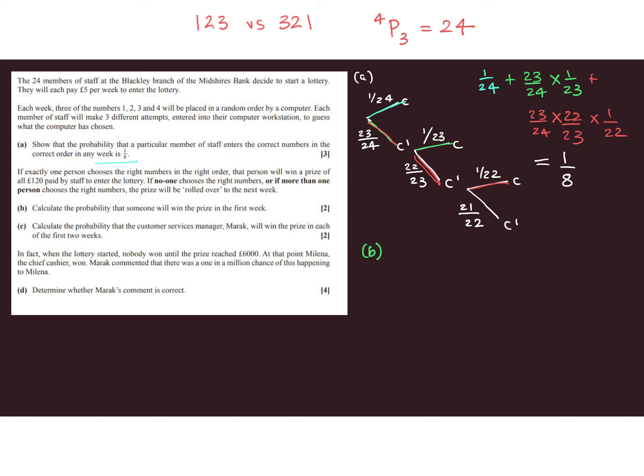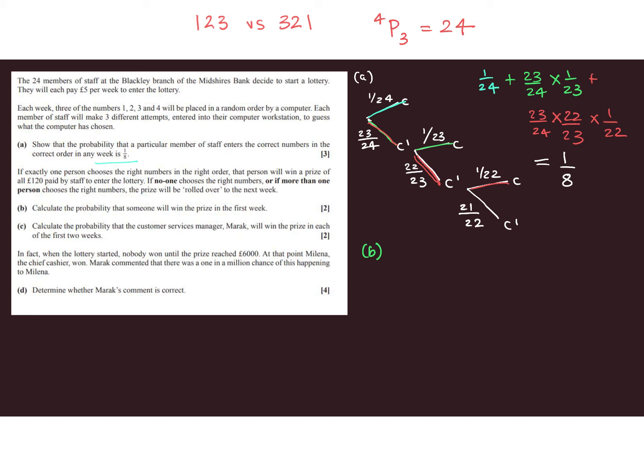Now, if exactly one person chooses the right numbers in the right order, that person will win a prize of all £120 paid by staff to enter the lottery. Remember, there are 24 people, they're paying £5 each to enter. If no one chooses the right numbers, or if more than one person chooses the right numbers, the prize will be rolled over to the next week.